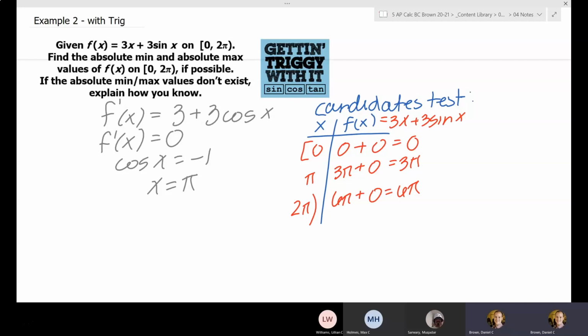That's a big common mistake I sometimes see: people want to go back and plug it into the derivative, because that's probably what you're used to, plugging things into the derivative. But again, we want to find the absolute highest or lowest y value. So we're going to plug it into the original.